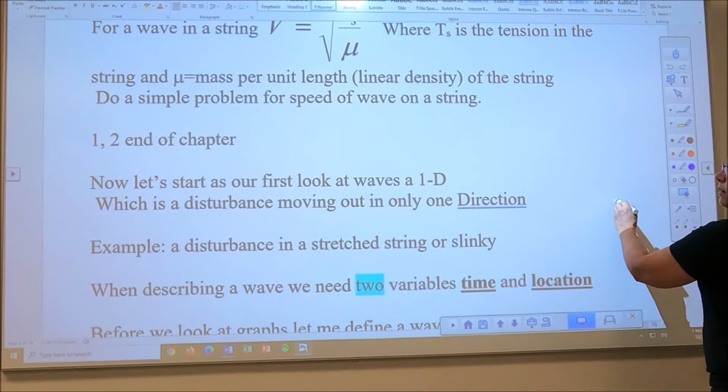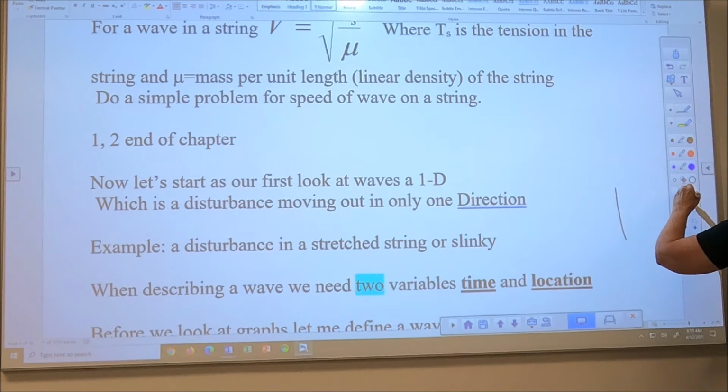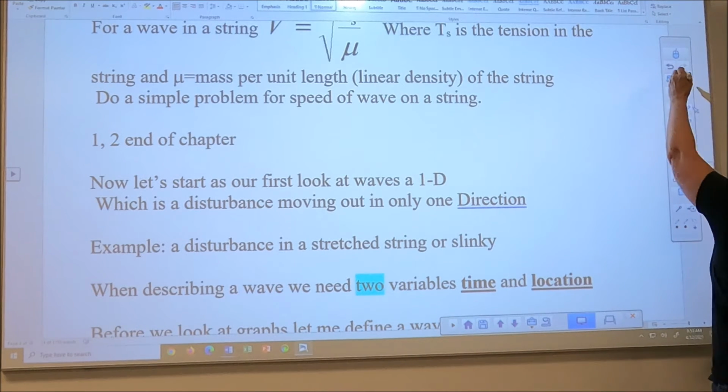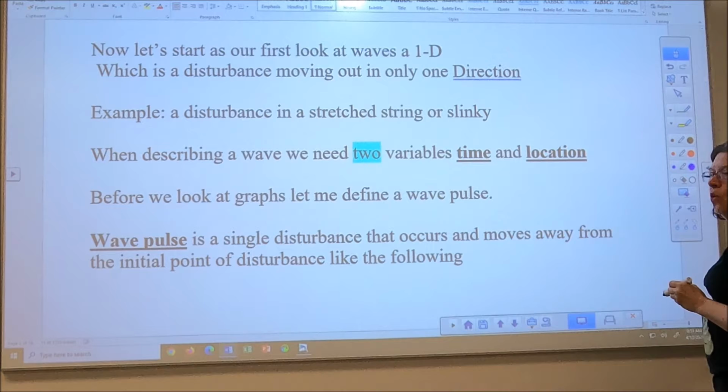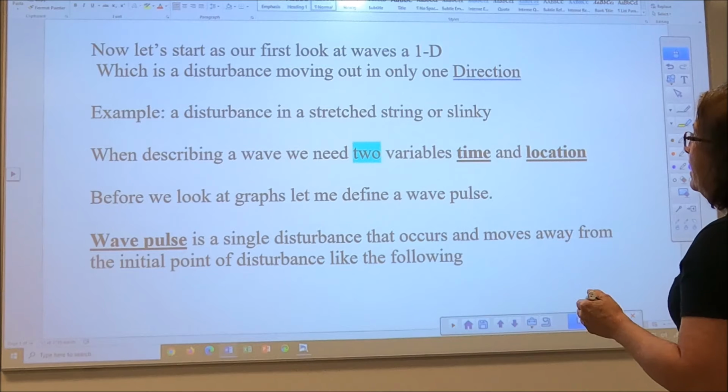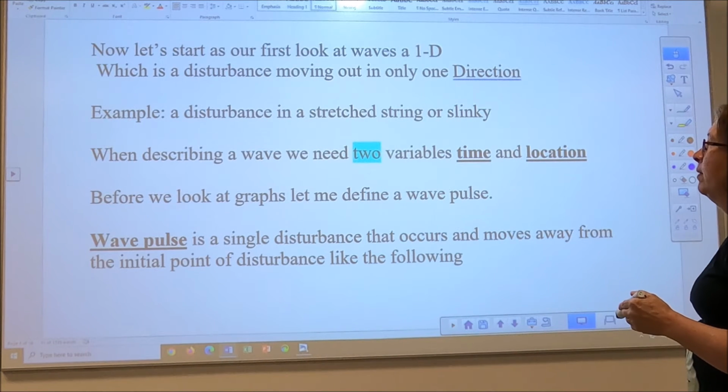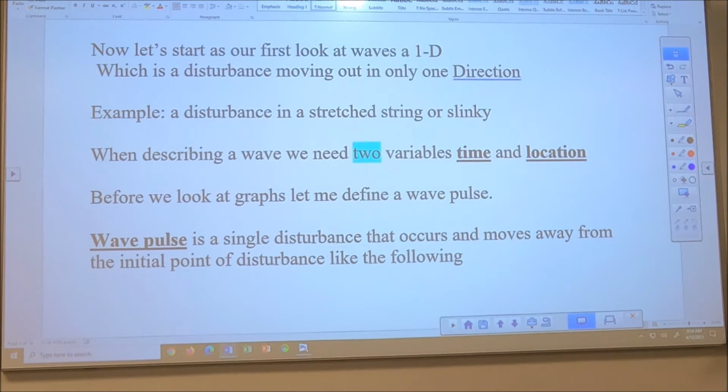Now, we're going to start off here looking at 1D waves. 1D, one-dimensional, means we're going to look at a disturbance that's moving in one direction, along a string or a wire or across a slinky. Okay? We can use 1D to set everything up, and then we can apply that to 2 dimensions and 3 dimensions. Now, anytime we talk about a wave, there are 2 variables that we have to look at: time and location. Okay?